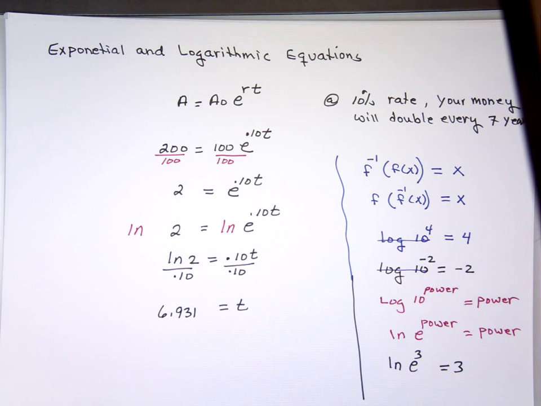So to make our life easier, we're trying to estimate how much money you're going to have. We say every 7 years, your money will double at 10%. Every 7 years.